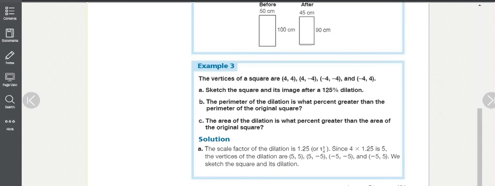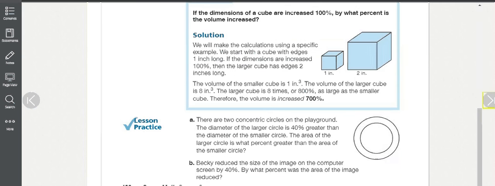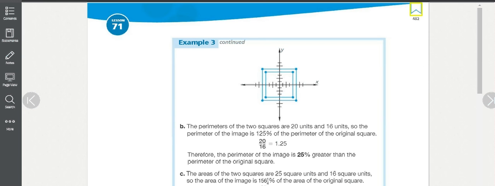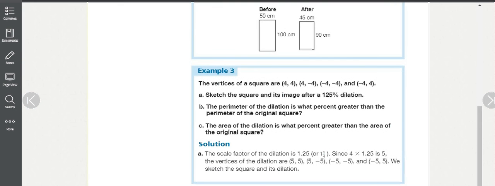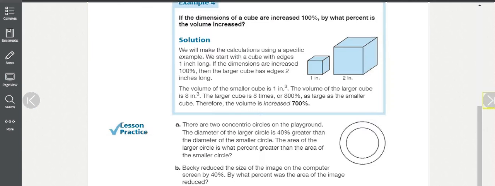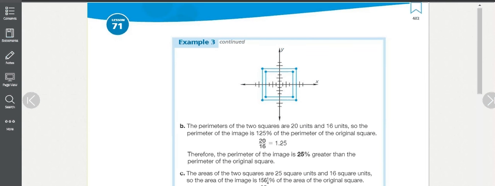It gives you vertices of a square, 4, 4, 4, negative 4, negative 4, negative 4, and negative 4, 4. When you draw it out, it might look something like this inside square here. And then they say dilate it 125%. If it's easier, you can do it on a different paper, but they did it all on one. So what we need to do then is count how big is the original. 1, 2, 3, 4, 5, 6, 7. It's got 8 units across, because it's from negative 4 to 4. 8 units here.